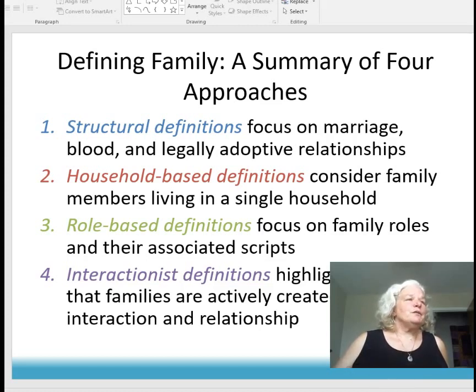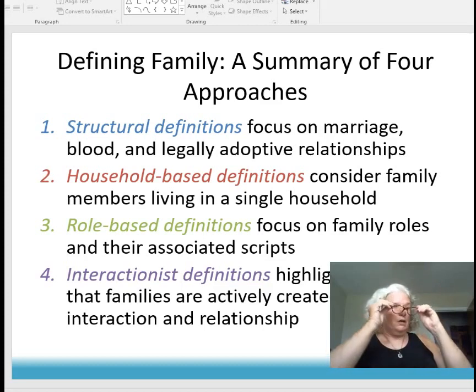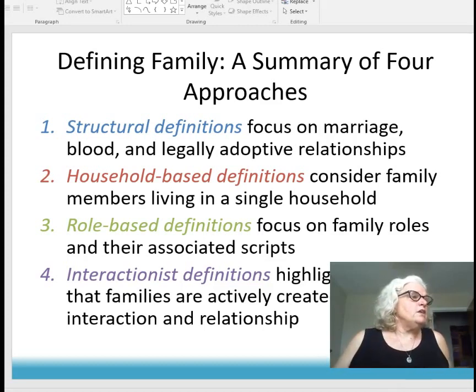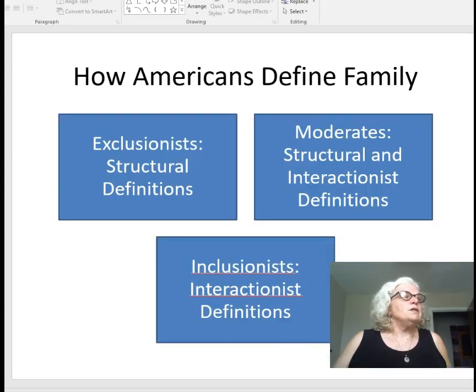Now, for government purposes, you can see why they stick with the structural definition, the most tied to that legal space of who's family and who's not. But in relationships, it's pretty specific. So it depends, doesn't it, how we define family? And we can see that Americans define family differently depending on our background, depending on what situation we are in.